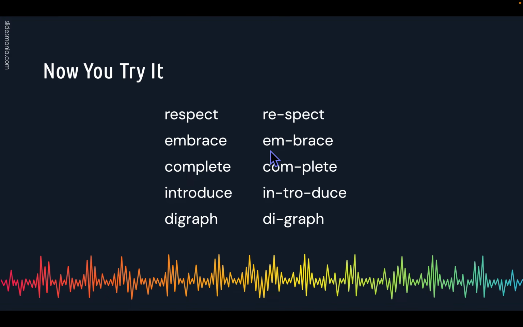Vowels that start the syllable will generally have the short sound. Embrace. We have a blend that stays together, split here, complete. T and R are a blend, so we're going to split here. And we're going to use our rule of after a vowel before a single consonant to split here. Introduce. And G and R are a blend, so they stay together, split here. Digraph.